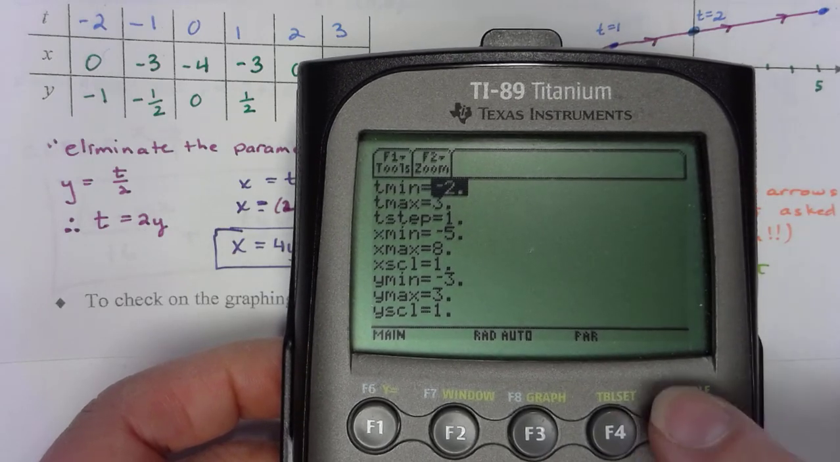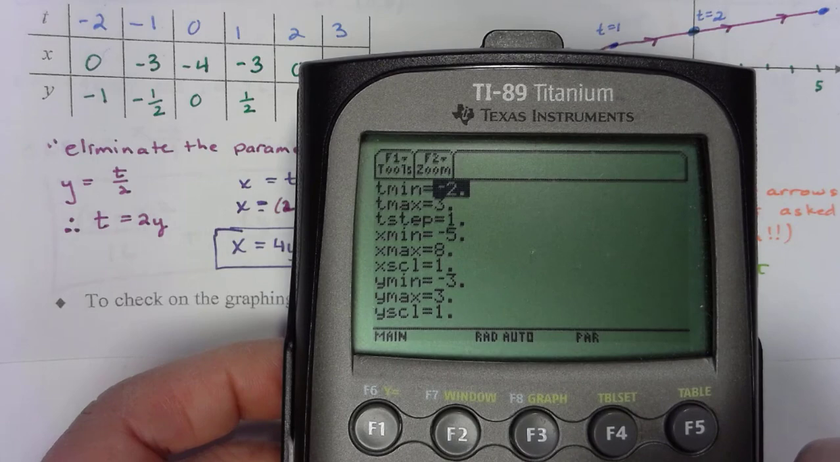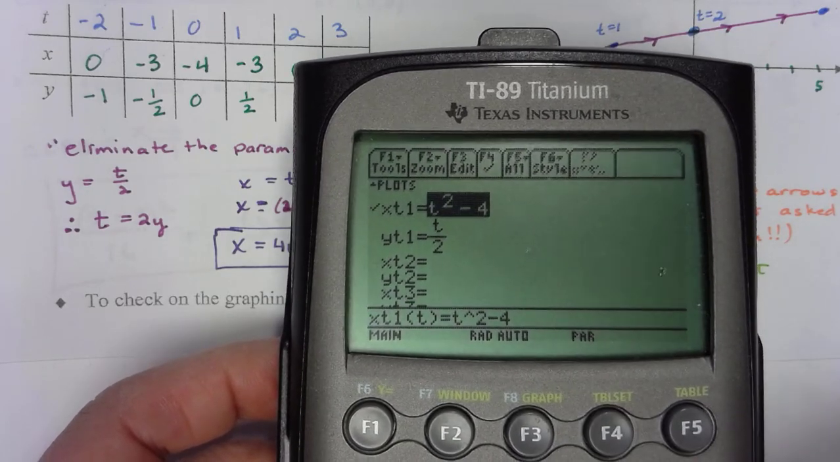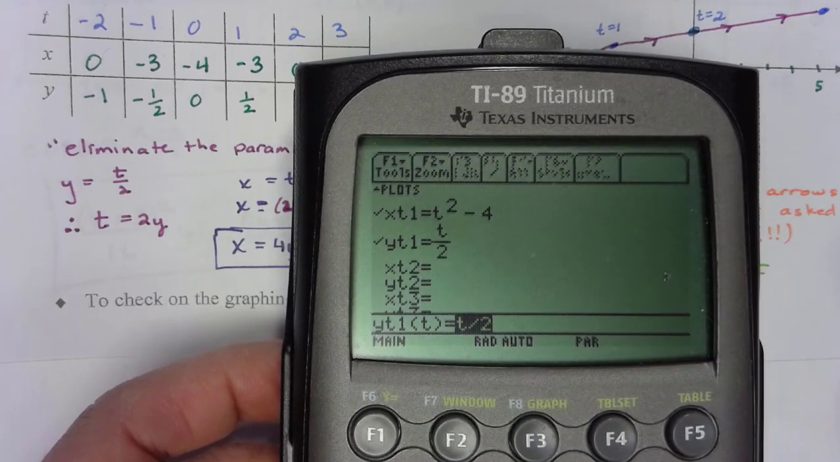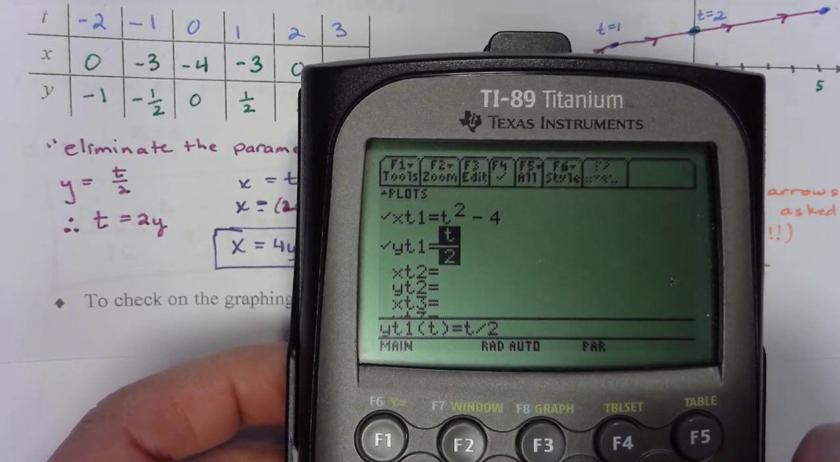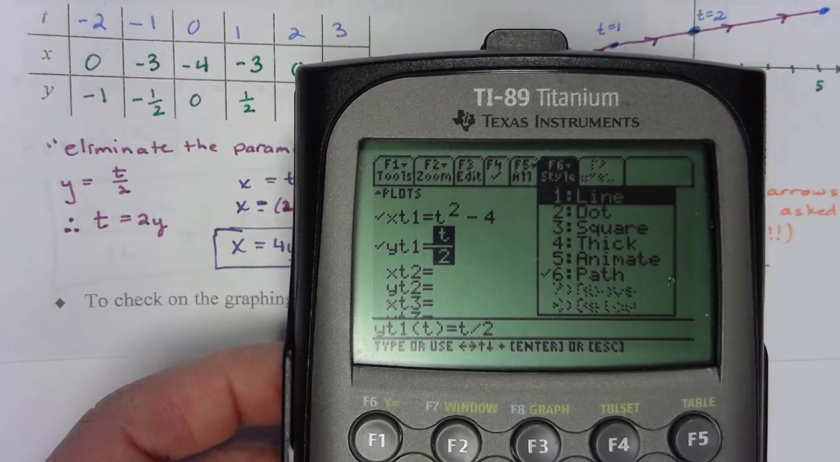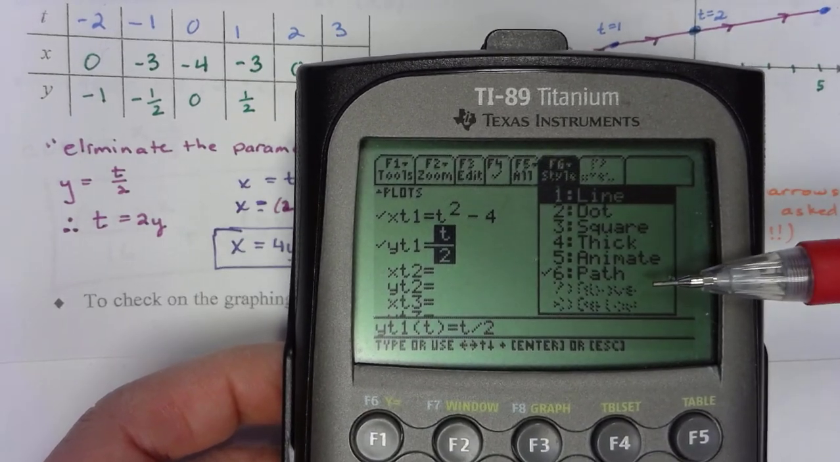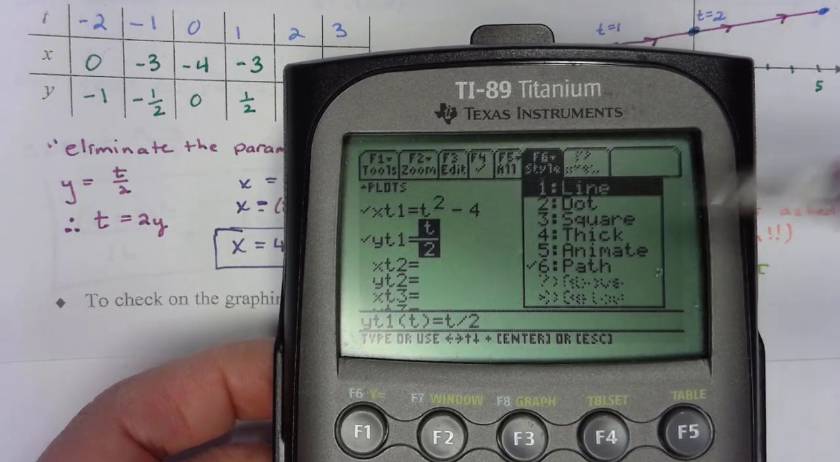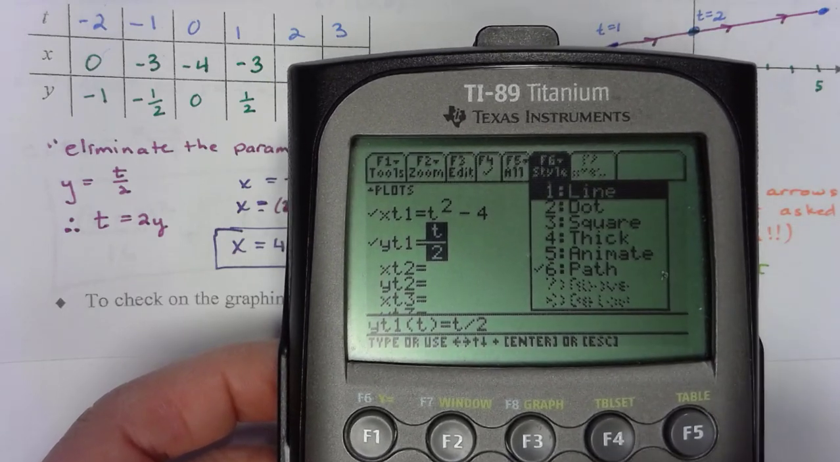Now watch the graph. I'm going to go to my y equals, and I'm going to turn these two equations on. I had already entered them. Got to have them on. Also, what I'm going to do is I'm going to go up here and I'm going to second F6, make sure I'm in the path mode. When you have it in path mode, it's going to show you the little bouncing ball as the path of the graph occurs. And here we go.